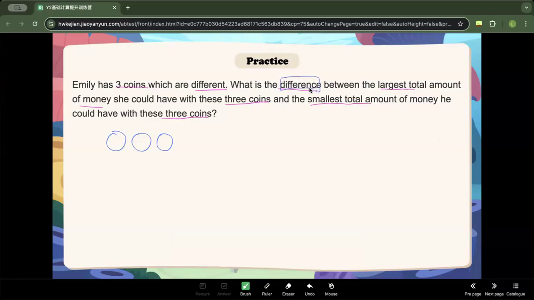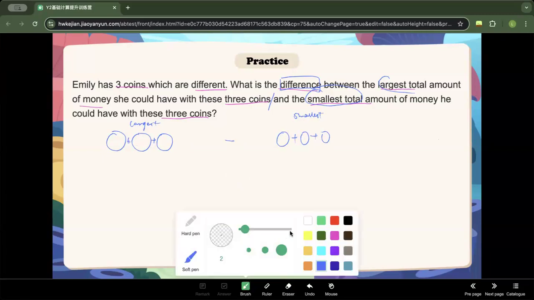Okay, what's the difference? The difference between the largest total amount of the 3 coins, and the smallest total of the 3 coins. So first of all, we are going to find the 2 things. One is the total, but the largest total. The second, we need to find the total again, but the smallest total. And then we should find the difference between them. So that is what the question wants us to do. But as you see, we have a lot of parts to figure out. Let's do that step by step.